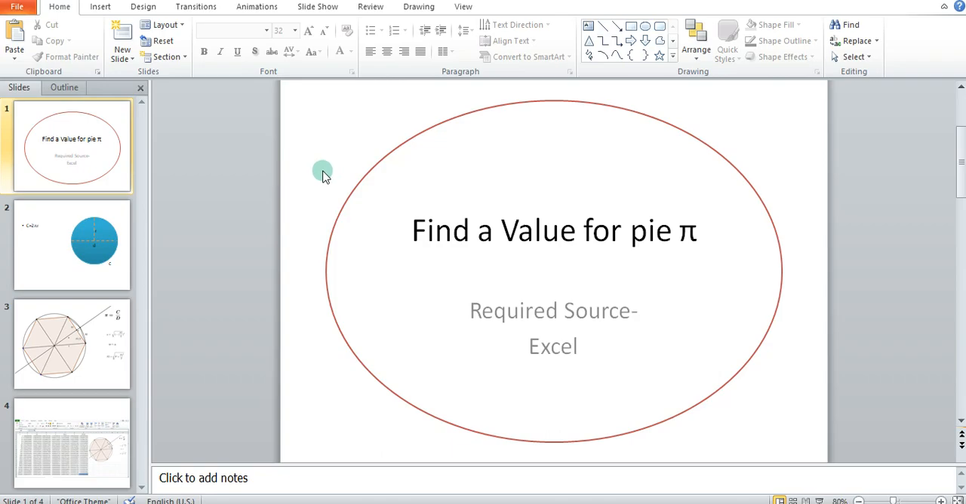So today we are going to approach a value for pi. To do this, you only need Excel software. So let's move to the idea.